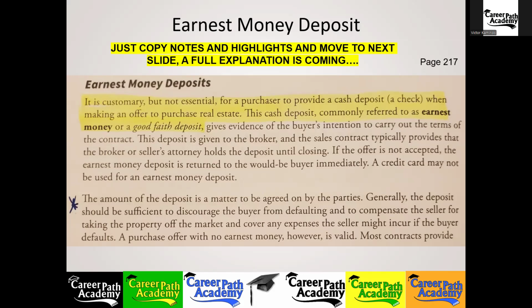So once again, the amount of the deposit is a matter to be agreed upon between the parties, and generally the deposit should be sufficient enough to discourage the buyer from defaulting and to compensate the seller for taking their property off the market and covering any expenses the seller might have incurred if the buyer defaults. A purchase offer with no earnest money deposit, however, is perfectly valid, but I would never take one that way. I would always ask the buyer to put down at least $1,000. I mean, are they serious about the purchase or not?